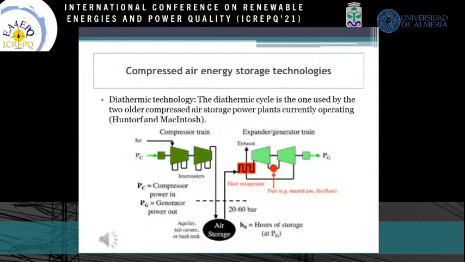We will go through compressed air energy storage technologies. The diathermic technology is the one used by the oldest compressed air storage power plants currently operating. In this case, the compressed air is used as a comburent in a gas turbine.